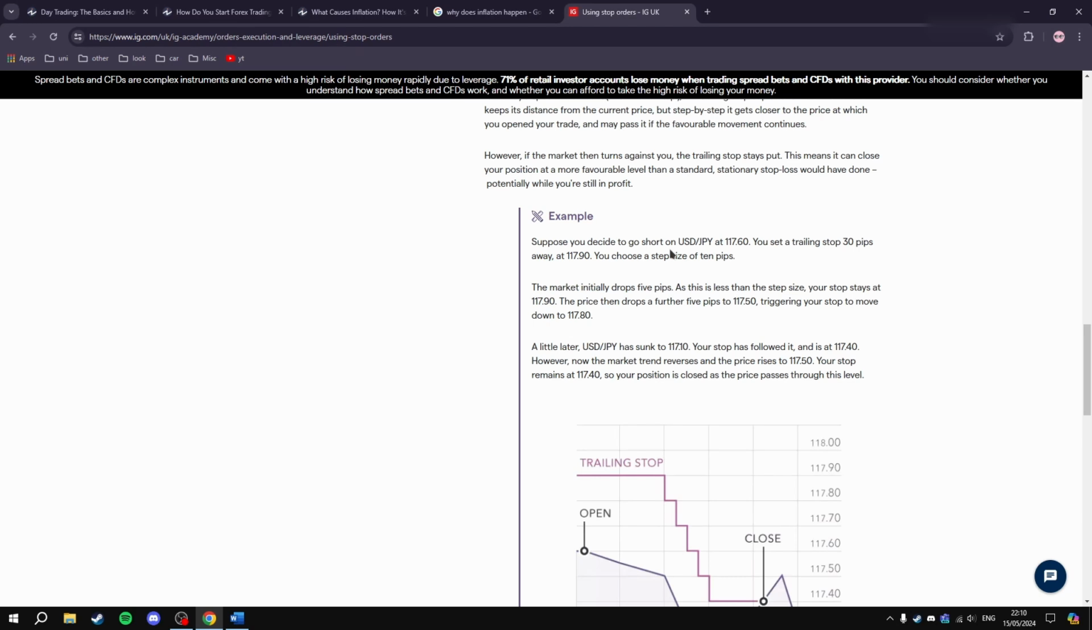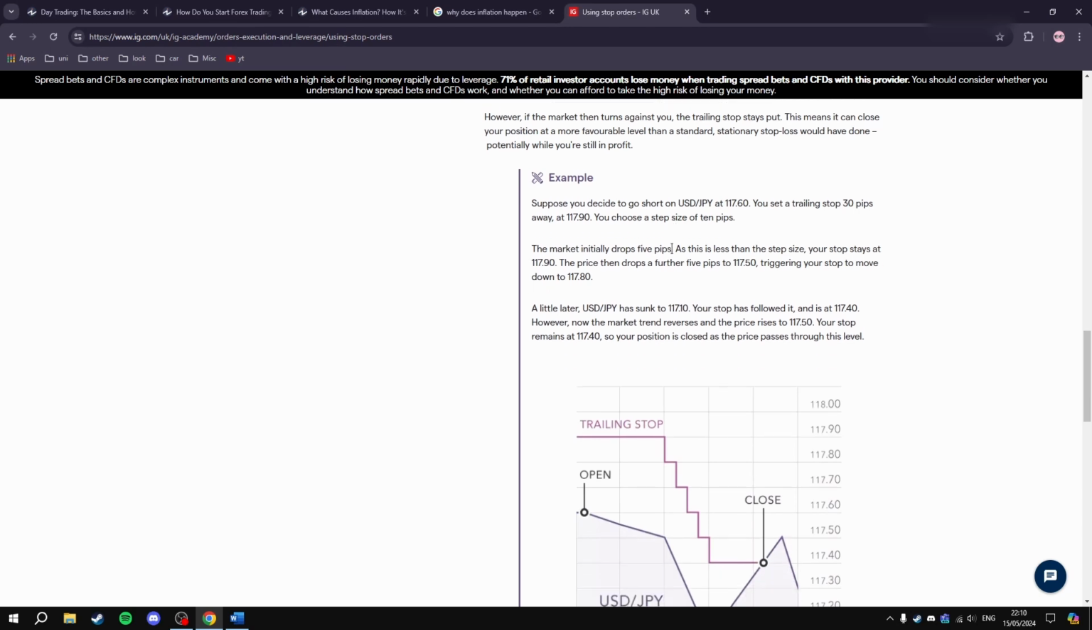Suppose you decide to go short on USD JPY at 117.6. You set a trailing stop 30 pips away at 117.90. You choose a step size of 10 pips. The market initially drops 5 pips. As this is less than a step size, your stop stays at 117.9. The price then drops a further 5 pips to 117.5, triggering your stop to move down to 117.8.